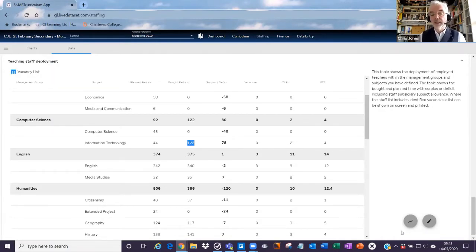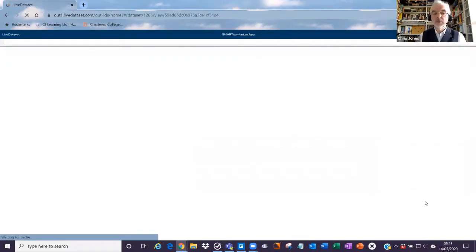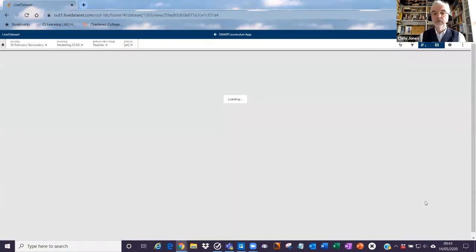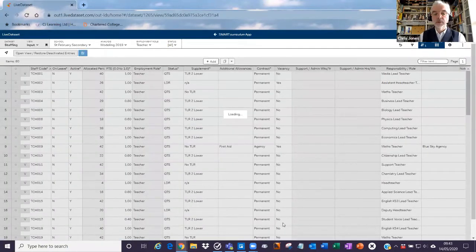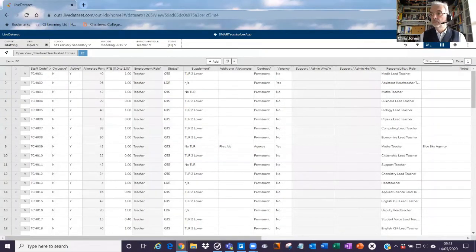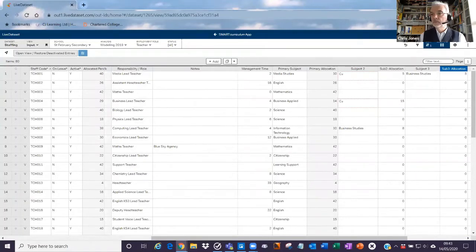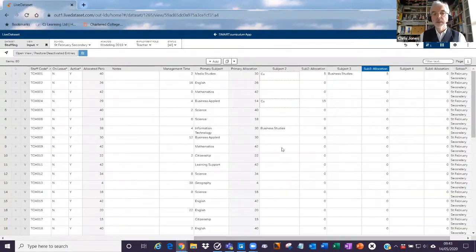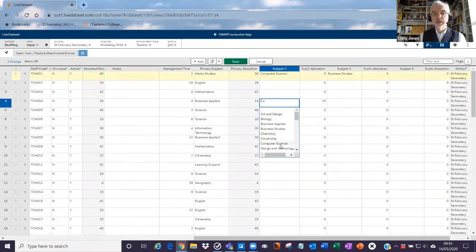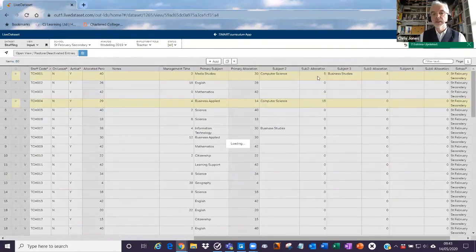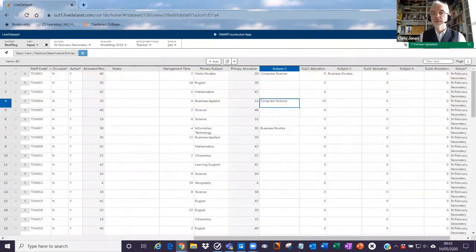Now, if I want to get to that, and I've made that kind of decision, I would then move straight back to the table. Just takes a moment to load. So we're now back at the table, and then I would go through and start looking at those subjects. In this case, I've highlighted them, I'm just going to put them in. These would be computer science, and I can see I've got 20 periods there that would be available for that.